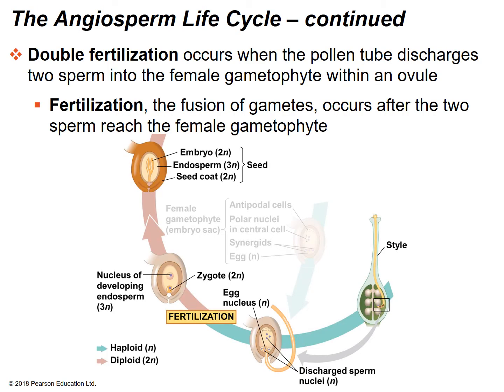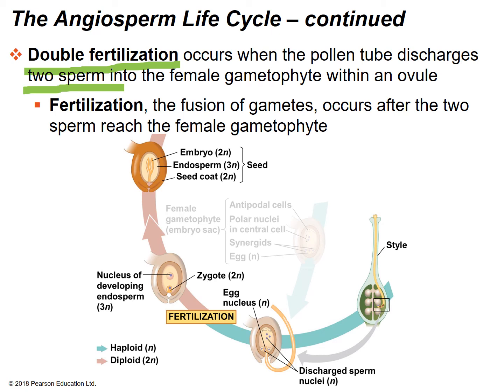Double fertilization occurs when the pollen tube discharges 2 sperm cells into the female gametophyte within an ovule. Fertilization is the fusion of gametes, male and female gametes, and occurs after the 2 sperm reach the female gametophyte. This is double fertilization.